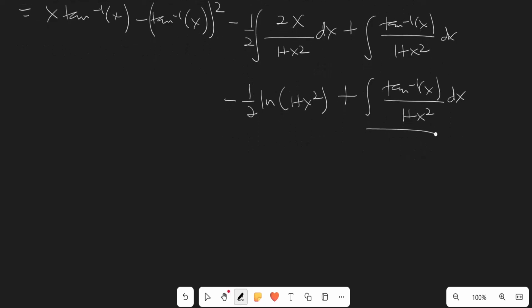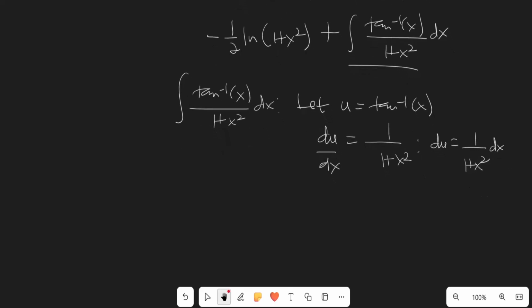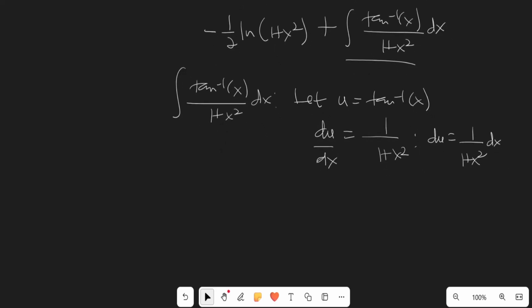With this integral, we are going to use a u-sub. We can let u be equal to the tan inverse of x. So that implies that du dx is 1 all over 1 plus x squared. So in that case, du is going to be 1 all over 1 plus x squared dx. So in place of 1 over 1 plus x squared dx, we can replace that with du.